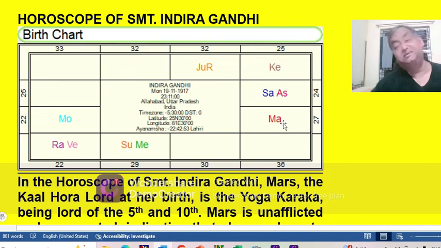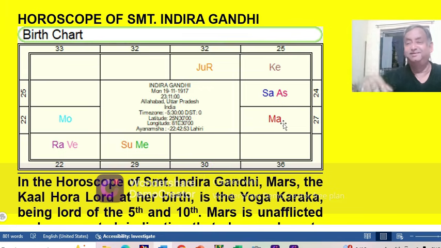What is the character of Mars? Tejas, power. Mars is power. Tejas, raw energy. So she was Tejashini. We all know she was Tejashini. She was full of Tejas. Tejas means energy. Mars is the Karaka of energy. It was the Yoga Karaka.